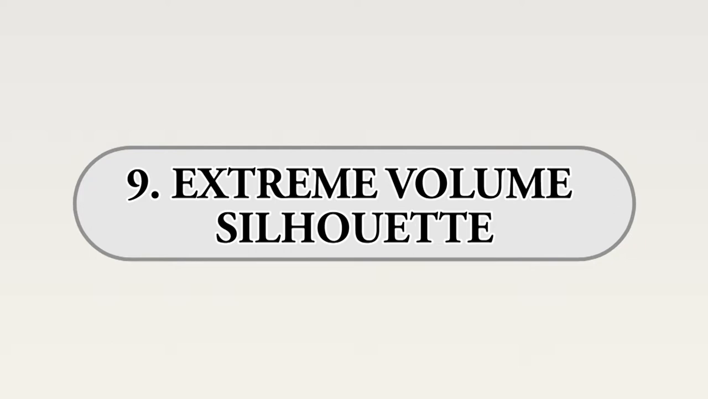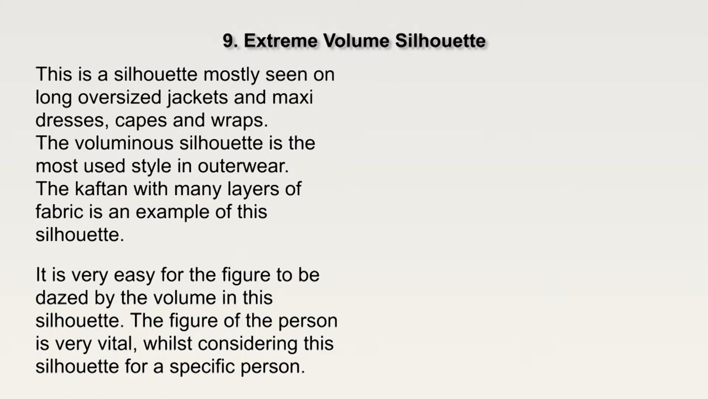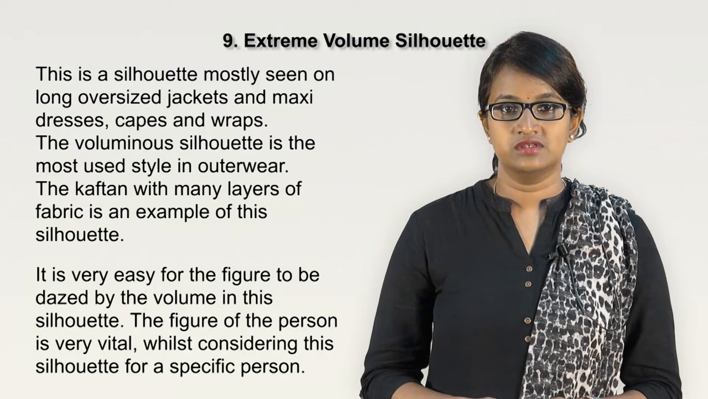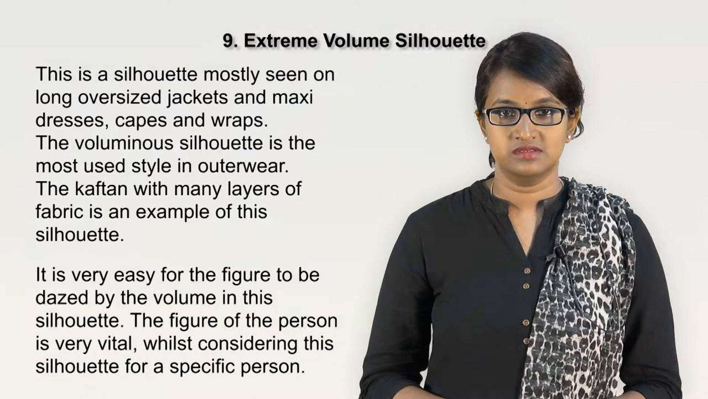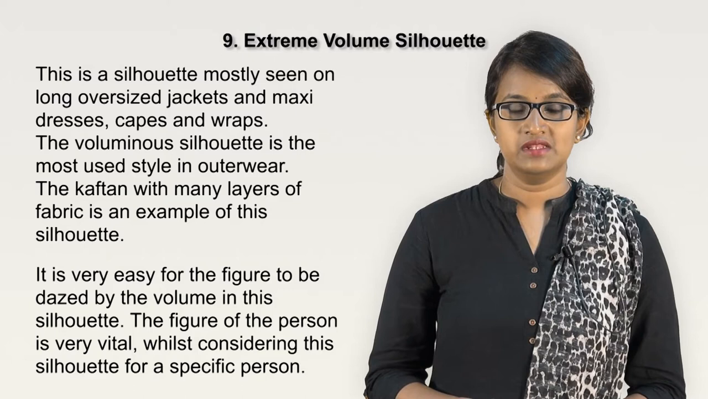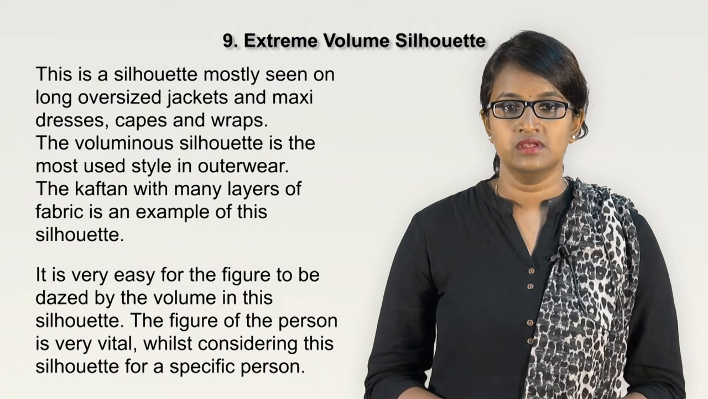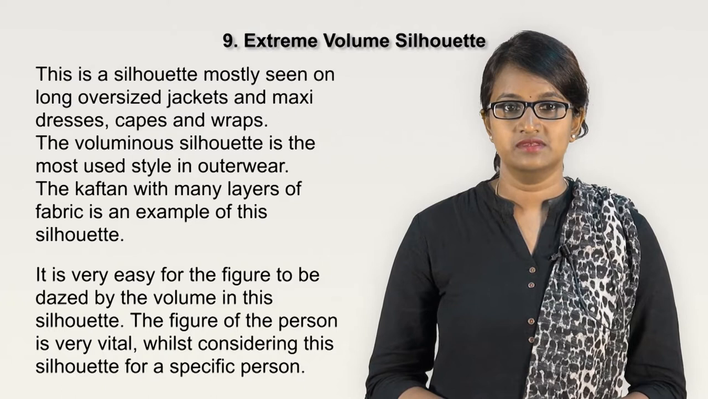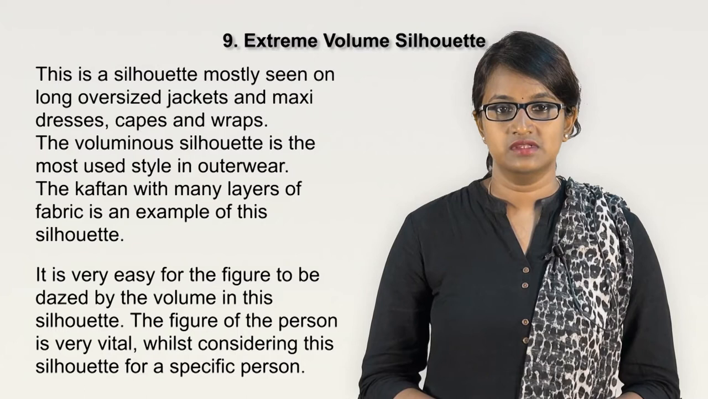Extreme volume silhouettes. This is a silhouette mostly seen on long oversized jackets, maxi dresses, capes and wraps. The voluminous silhouette is a most used style in outerwear. The kaftan with many layers of fabric is an example of this silhouette. It is very easy for the figure to be dazed by the volume in this silhouette. The figure of the person is very vital whilst considering the silhouette for a specific person.